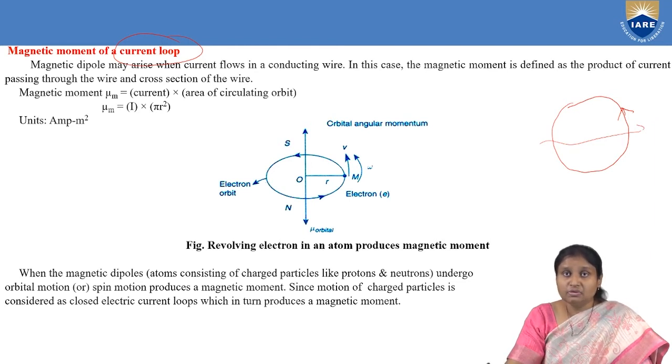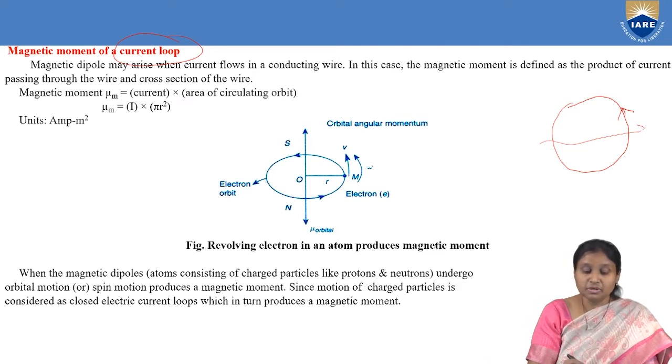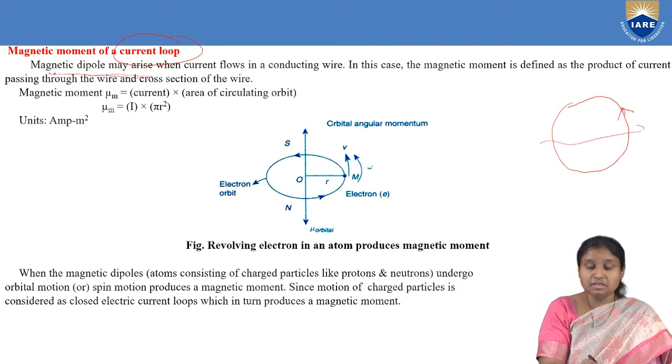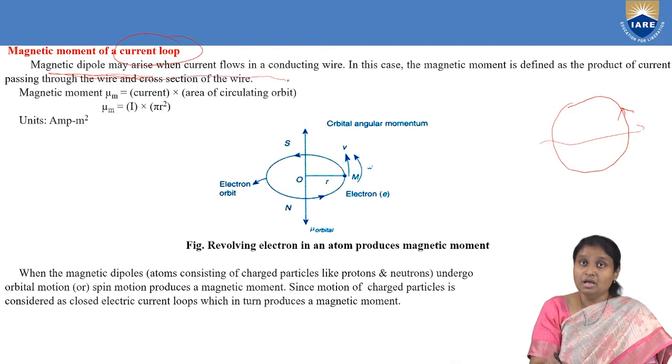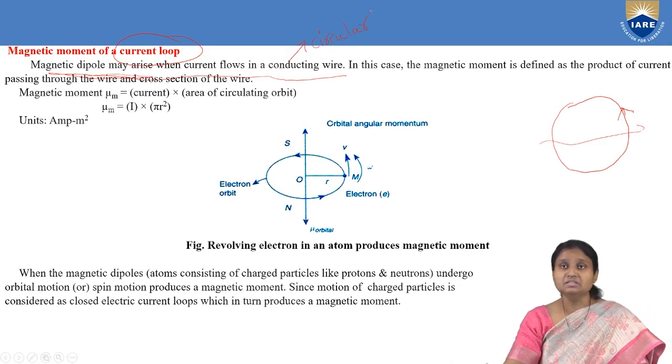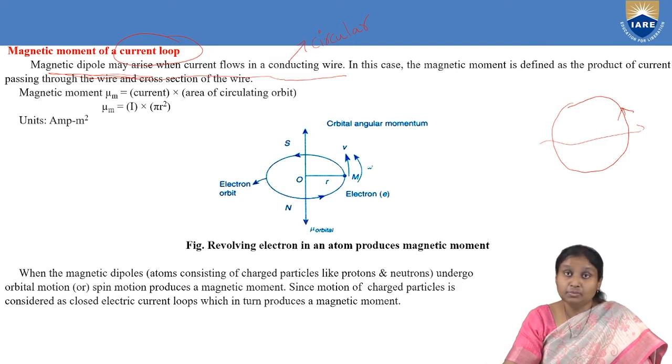In such a case, when your current loop is acting as a magnetic dipole, what is the magnetic moment of such a current loop dipole? As you can make out, in case of current loop, a magnetic dipole is arising when current flows in a conducting wire. Actually, we are taking a circular conducting wire, and when current is flowing in the circular conducting wire, a magnetic dipole is arising. So in such a case, how to define its magnetic moment?